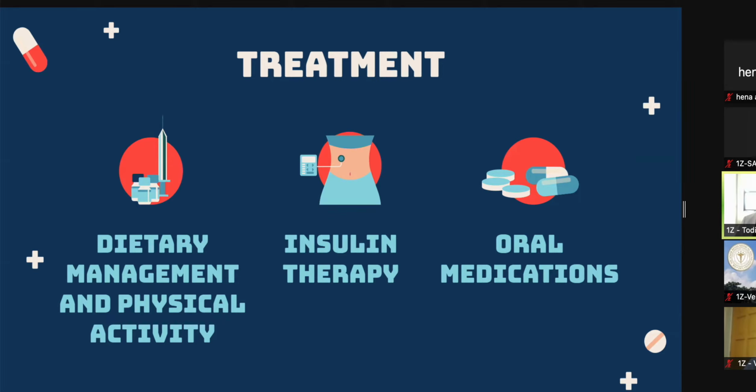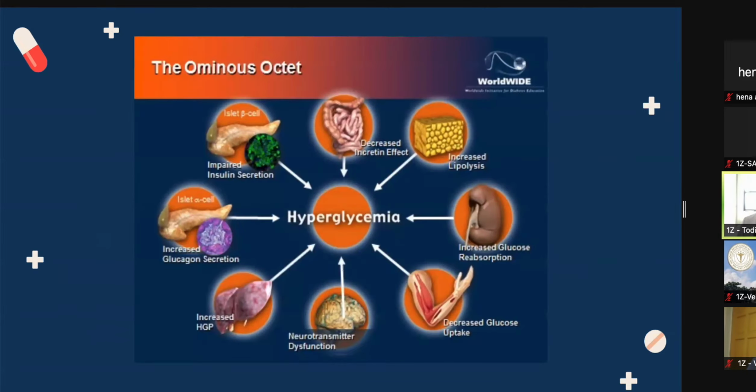But before we discuss those, I just want to show this to you, the ominous octet. So, ano nga ba itong ominous octet? So, the ominous octet is a phrase referring to the core defects implicated in type 2 diabetes as well as its pathogenesis. So, this is, by the way, made by Dr. Ralph DeFronzo, a professor at the University of Texas.